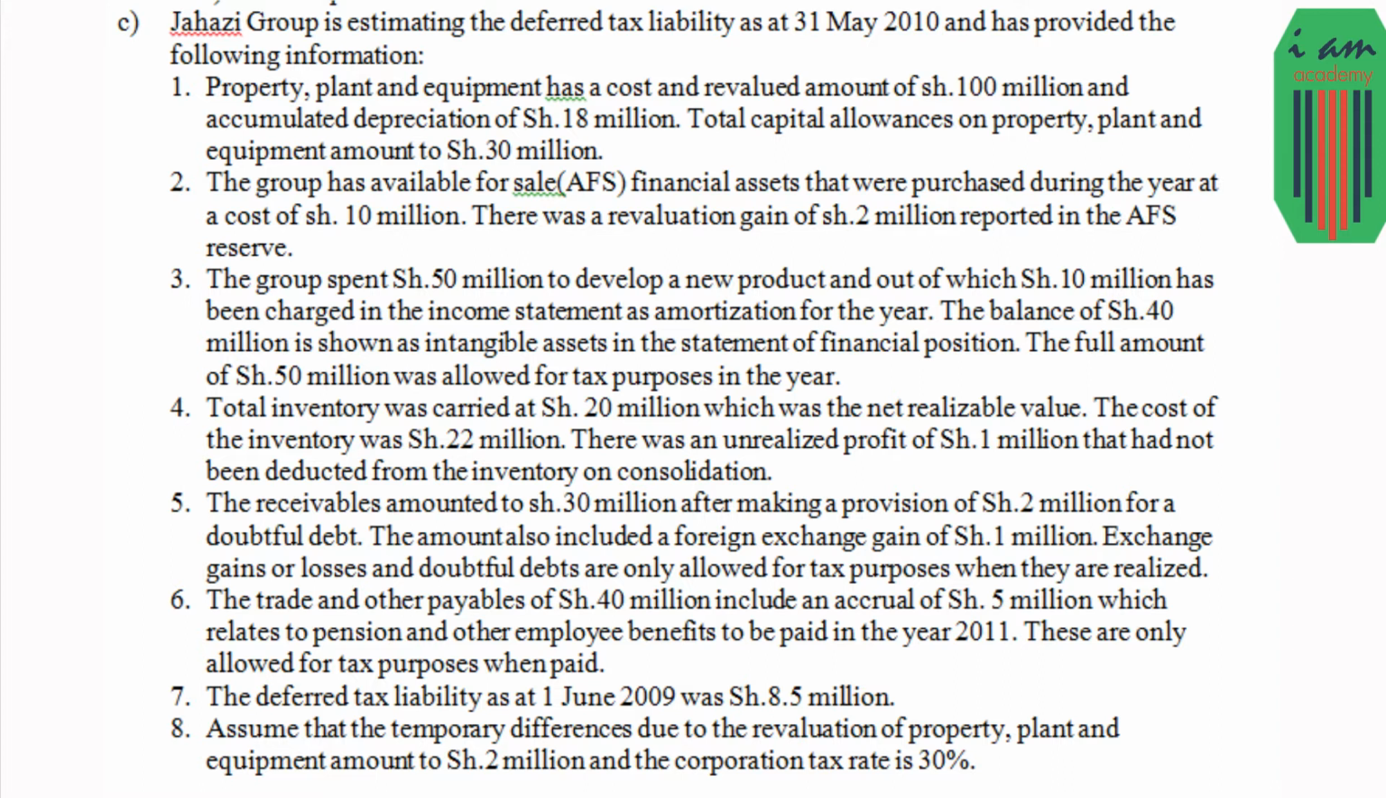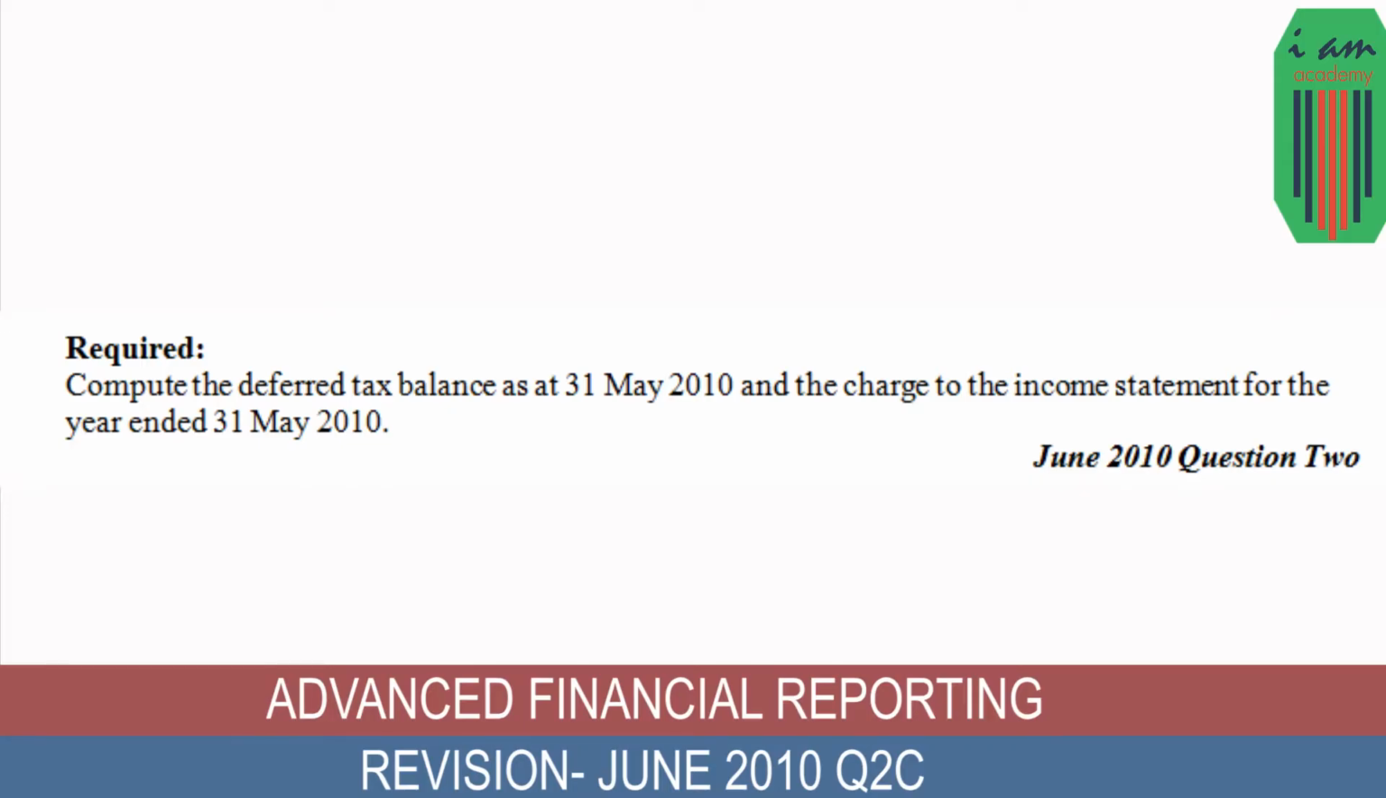7. The deferred tax liability as at 1st June 2009 was 8.5 million. 8. Assume the temporary differences due to the revaluation of property, plant and equipment amounted to 2 million and the corporation tax rate is 30%. Required: Compute the deferred tax balance as of 31st May 2010 and the charge to the income statement for the year ended 31st May 2010.